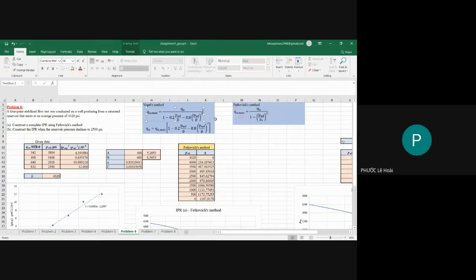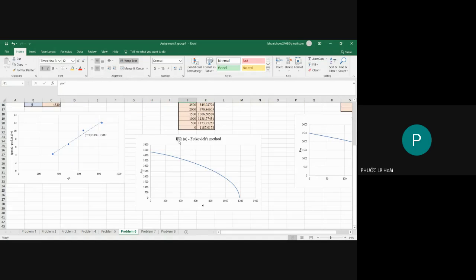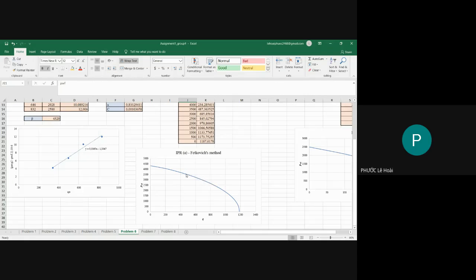Oh, sorry, this is for the Vogel, but this one is for the Vekovich method, which is what the A requirements want us to do. For the flow rate of the Vekovich method, we will calculate by this equation. Then we will have this number for each of the pressures here. Then we will use these two parameters to plot this IPR for A, or you can call this the IPR for the Vekovich method.